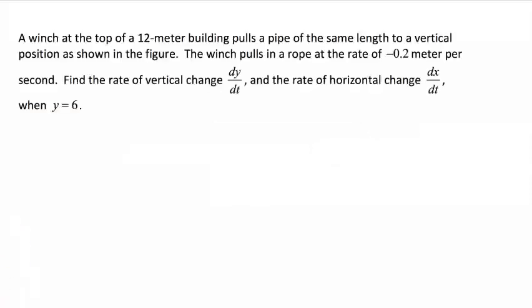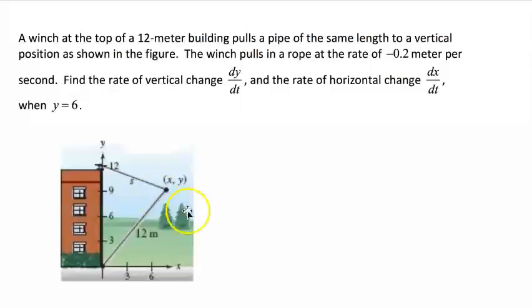A winch at the top of a 12-meter building pulls a pipe of the same length to a vertical position, as shown in the figure. I'll show you shortly. The winch pulls in a rope at the rate of negative 0.2 meters per second. Find the rate of vertical change and the rate of horizontal change at the time when y is 6.